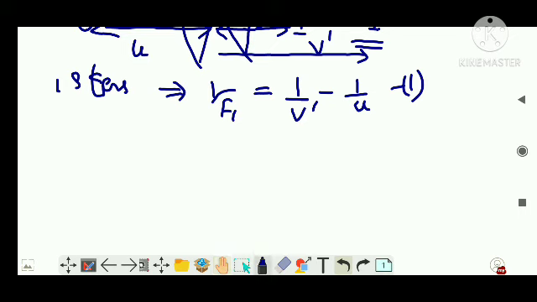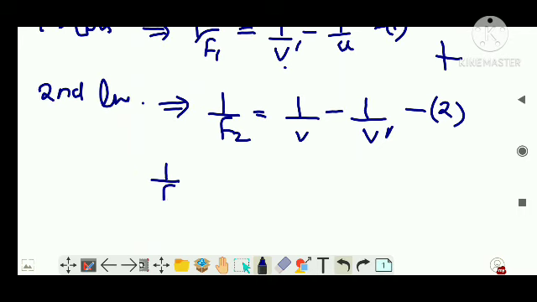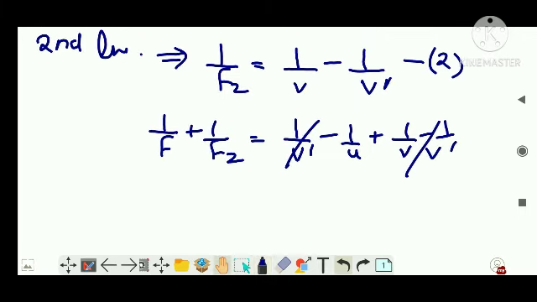Now this is the exact way in which your textbook derives it, okay? In the second lens, the focal length is f2. Here in the second lens, the image is formed at v and the object is what? Our I dash. So its distance from O is v dash. So this is our second equation. Just add these two equations. What will happen? I can write 1 by f1 plus 1 by f2 is equal to 1 by v dash minus 1 by u plus 1 by v minus 1 by v dash. So I can cancel 1 by v dash. So I can write 1 by f plus 1 by f2. Sorry, f1.